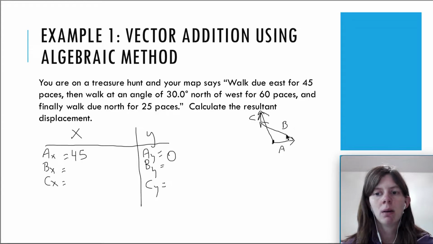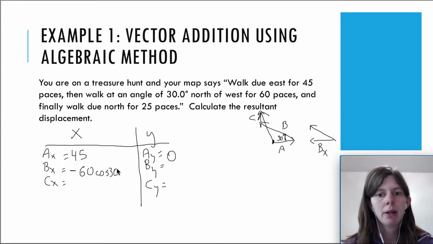For B, this is our angle 30 right here. The x component is going to be the side adjacent. We learned that when we're finding the adjacent side, we use cosine. And bx, if we draw B on the side here, goes to the left, so make sure to put a negative. So negative 60 cosine of 30. Plug this in the calculator and you get about negative 52. I'm rounding here, but I don't round in my calculator. I'm using the exact number.